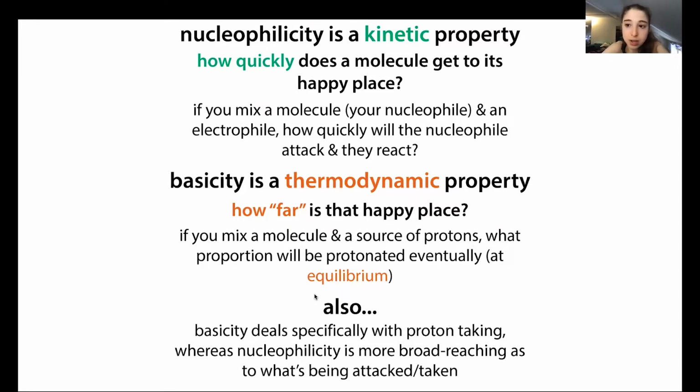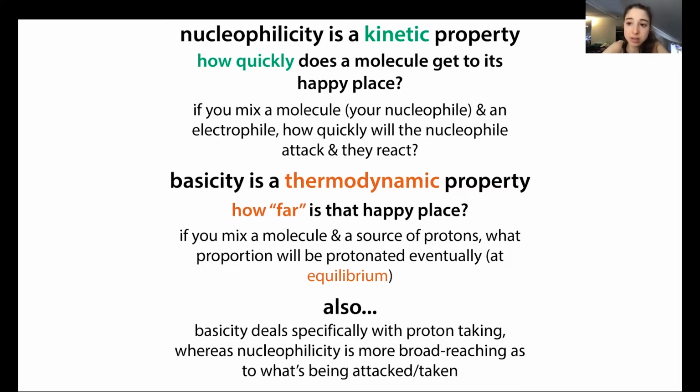But yeah, as we talked about, basicity typically deals specifically with proton taking, whereas nucleophilicity is more broad reaching as to what's being attacked and taken. But basicity, acting as a base, is really just a special instance of acting as a nucleophile.